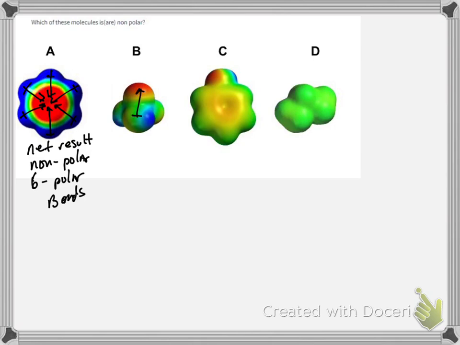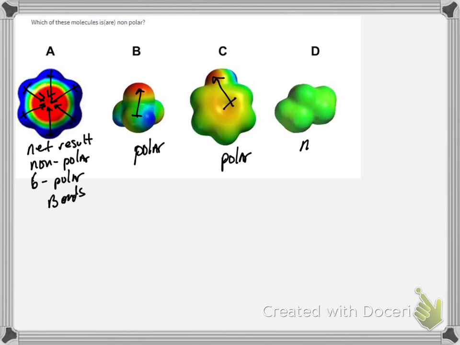When we look at B, there seems to be a clear net dipole here. You have a greenish blue at the bottom, all pointing to red on top. So we can assign B as polar. C has the same story, has this sort of reddish in. It's not symmetric. So remember, the key to whether a surface is describing something polar or nonpolar is, is it perfectly symmetric?